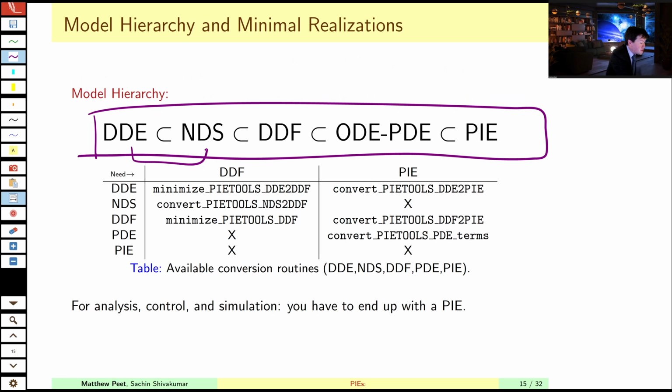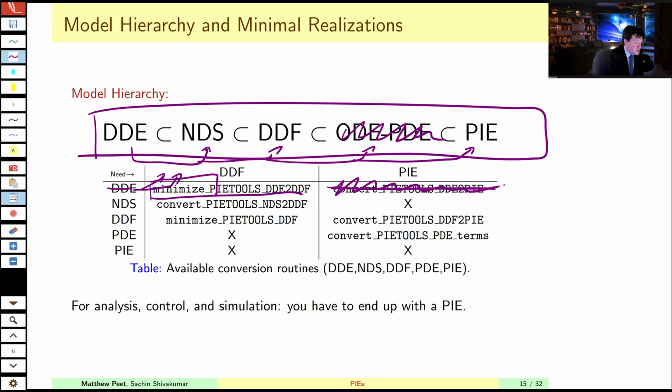You can, however, go the other direction, convert a DDE to an NDS. Well, why would you? Or a DDF, or an ODE-PDE, or a PI. We're not going to focus on this because this is not a talk on PDEs. So we have several scripts which do this. For a DDE to a DDF, for example, we have this routine, DDE to DDF, where we emphasize the minimization. Because remember, the DDF has that structure which is not present in the DDE. And so in order to efficiently represent these DDEs, we have a routine which identifies the dimensionality of the delayed channel and represents that efficiently as a DDF. So we have an efficient DDF structure. You can convert directly to a PI, but it's not recommended, so please don't do that.